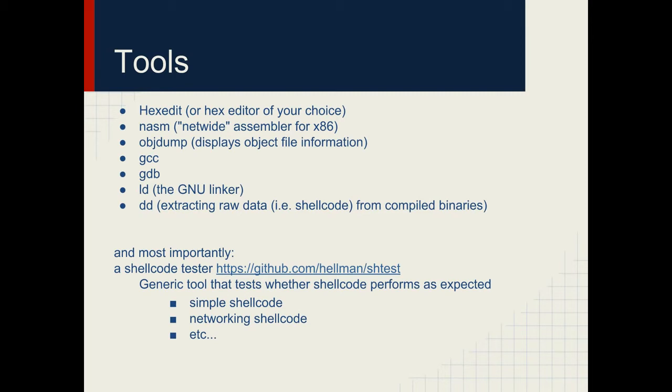Often a hex editor is going to be one of your most commonly used tools, as well as some sort of assembler, some sort of disassembler, some sort of compiler, some sort of debugger, a linker, and something for editing raw data like a hex editor, perhaps just for extracting. dd is useful for that. And some form in which you can test your shellcode. The above tests, I believe, just simple networking shellcode written in C and x86.